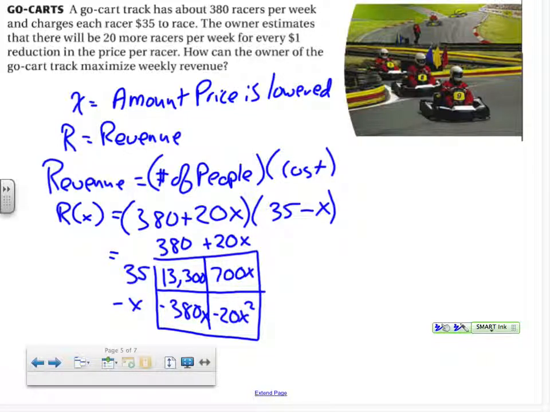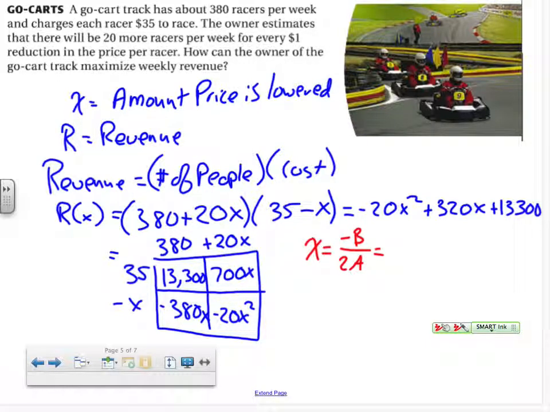We will combine like terms. We got negative 20x squared plus 320x plus 13,300. So that's our standard form. And now we want to go through and figure out where the max is. Since it's in standard form, we use negative b over 2a. B is 320, so negative 320. A is negative 20, so 2 times negative 20 is negative 40. Negative 320 over negative 40 will cancel our negatives, cancel our zeros. X equals 8. So when he lowers his prices $8, he'll get his maximum revenue.